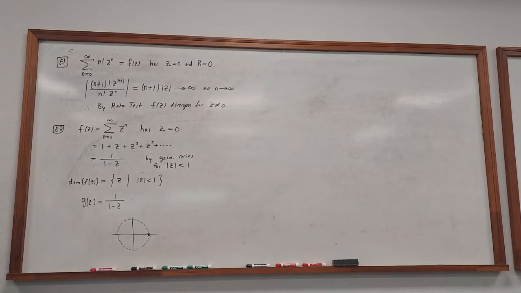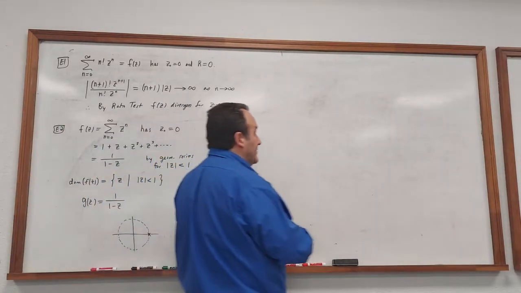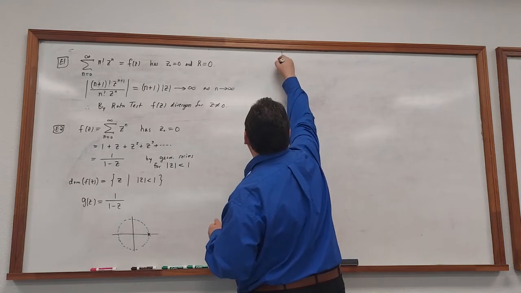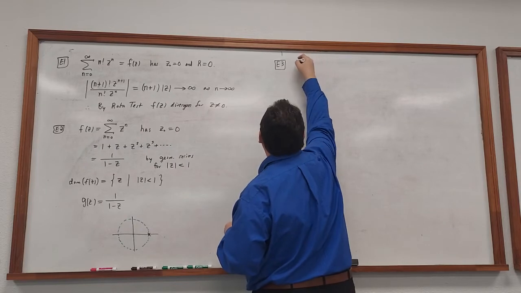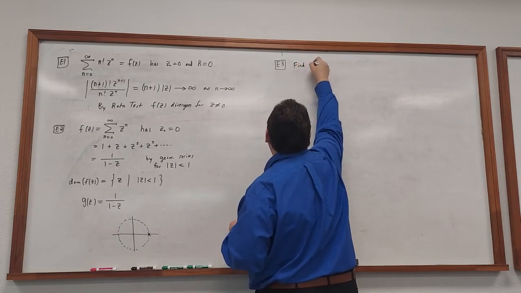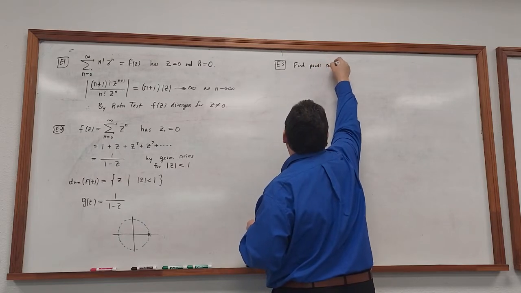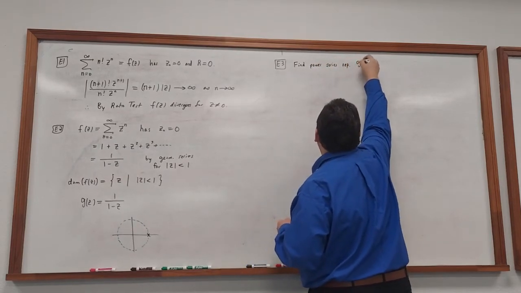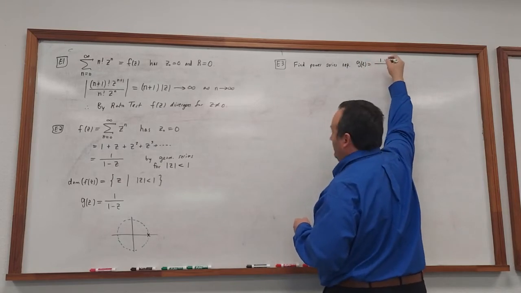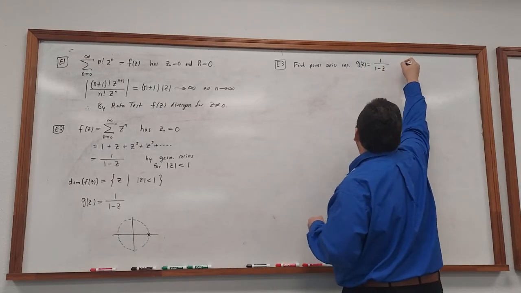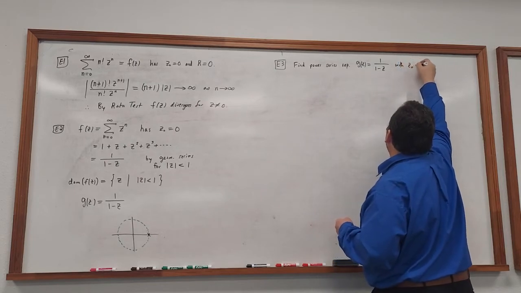So I think a useful exercise at this juncture is, what if we tried to find a power series for this function not centered at 0, but centered somewhere else? How would we do that? You guys pick for me a different center other than 0. 2i, okay. Let's find a power series representing g of z equals 1 over 1 minus z with z naught equal to 2i.